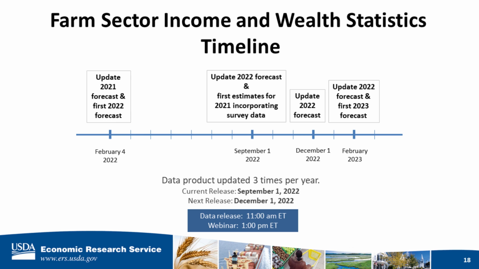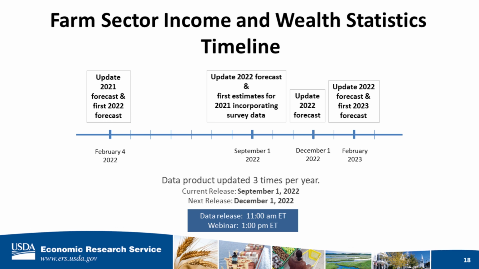We release and update our data 3 times a year. In February, we released our first U.S. forecast for 2022 and updated our forecast for 2021. On September 1st, we updated our 2021 U.S. forecast again using new data that had become available since February, and we updated the 2022 forecast again, and we converted our 2021 forecast into an estimate using survey-based data and other observed data.